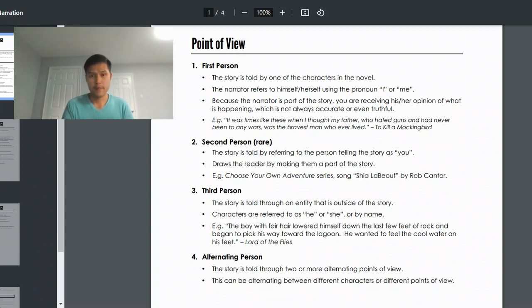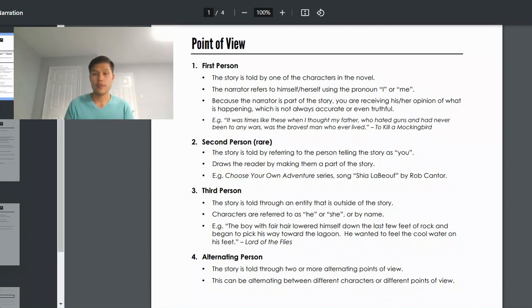Third person. The story is told through an entity that is outside of the story. Characters are referred to as he or she or by name. The boy with his fair hair lowered himself down a few feet of rock and began to pick his way toward the lagoon. So this is Lord of the Flies.